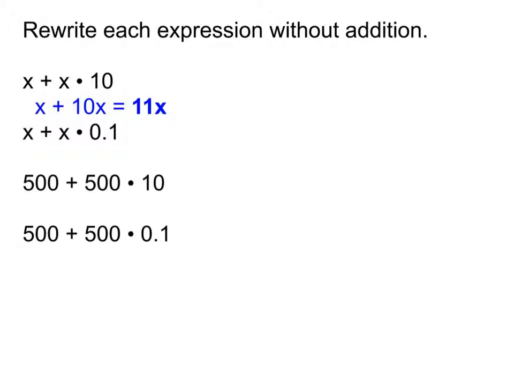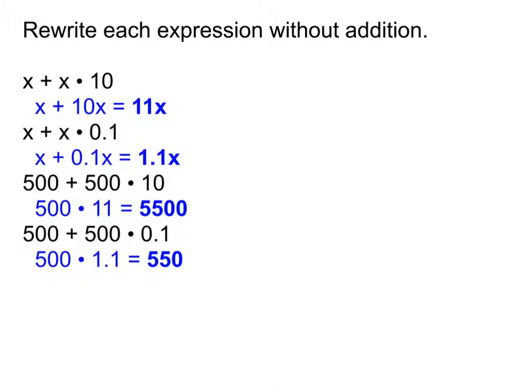And we can do the exact same thing with all the other ones as well. So if you take a look at that next one, x plus x times 0.1. Well, it's like you got 1x plus 0.1x's. Well, what's 1 plus 0.1? Just 1.1, yeah.